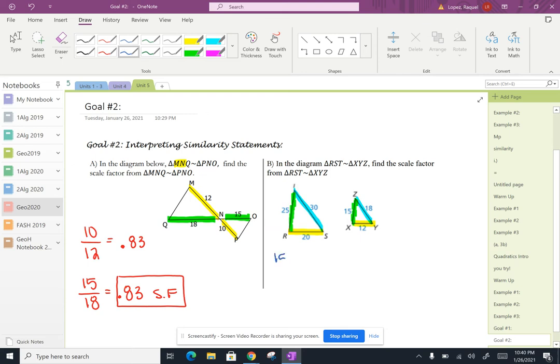And so what we can do is we can put these in two ratios. So we're going to put the smaller over the larger. Smaller over the larger. And we can find the scale factor from taking a pair of corresponding sides and putting them into a fraction. So for example, 15 over 25. And when I do 15 divided by 25 on a calculator, I get 0.6. So this is my scale factor.